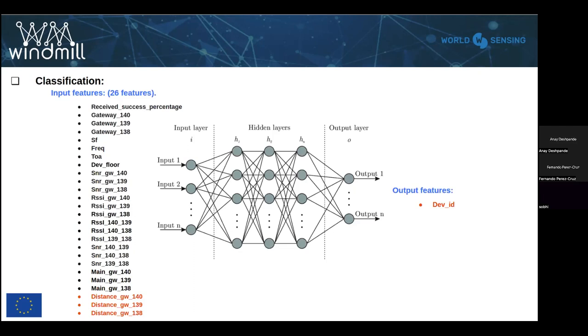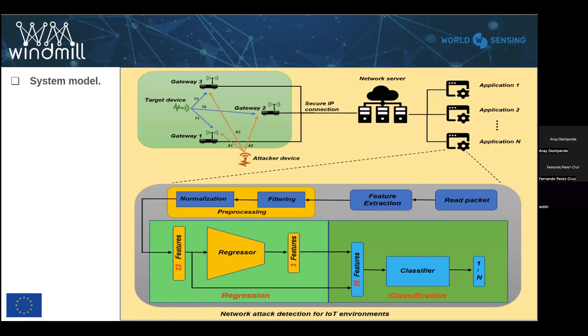Then after that, I receive the bucket, I extract the 23 features first, then I enter them into the regressor, I calculate the distance, and I aggregate it with the input features to be the input for the classifier, to tell me what is the device ID for this feature vector. This is the system model.